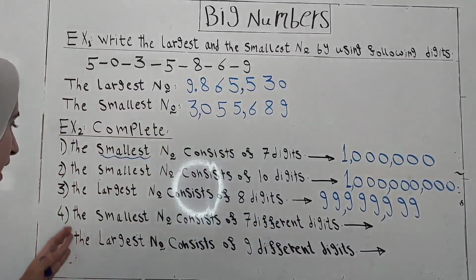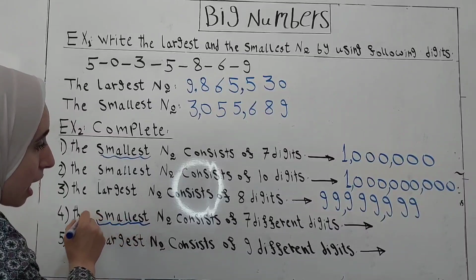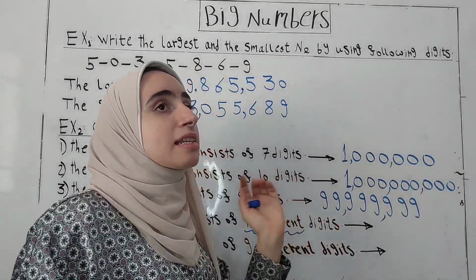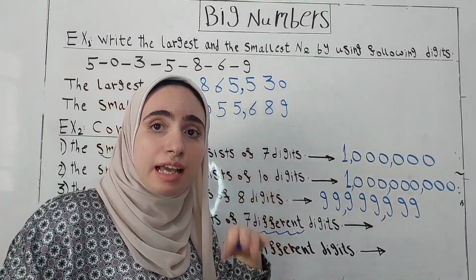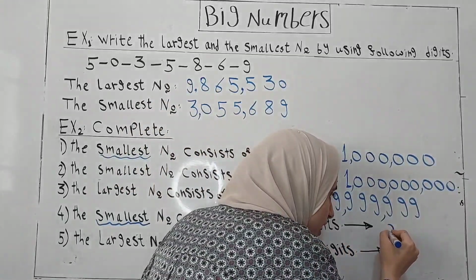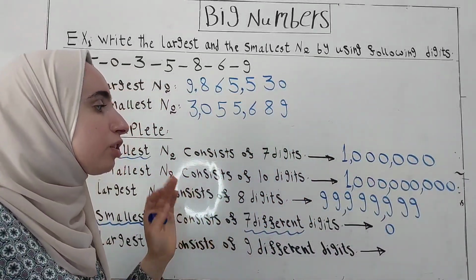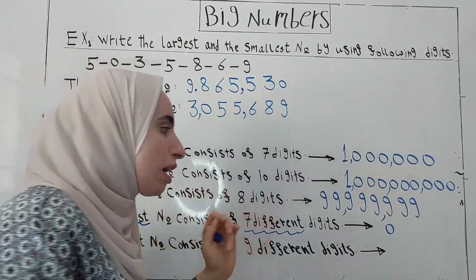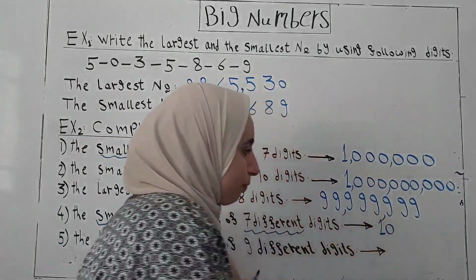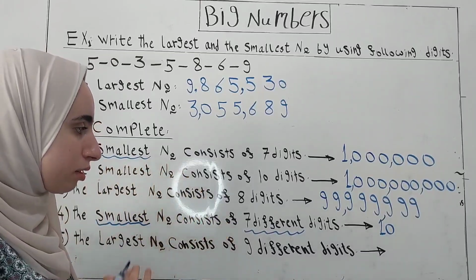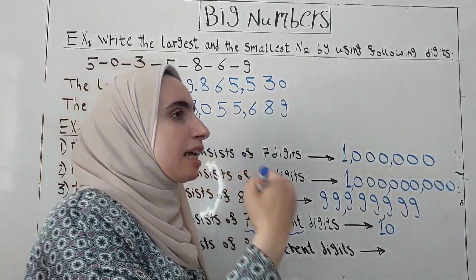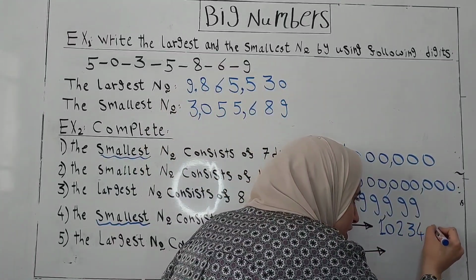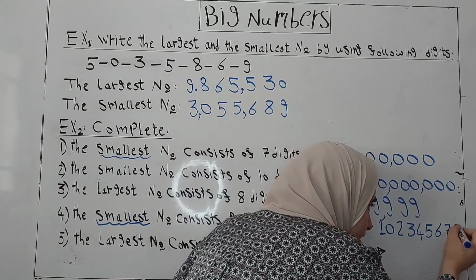Number 4: the smallest number consisting of 7 different digits. What is the smallest digit? The smallest digit is 0. So we put 0 on the left, but 0 on the left has no value. So we put the next smaller digit, which is 1. Then we put 0. Then we complete with different digits. The next smaller digit is 2, then 3, then 4, then 5, then 6, then 7, then 8.